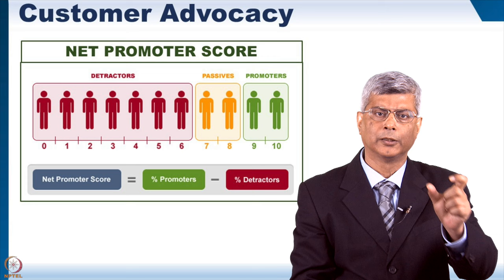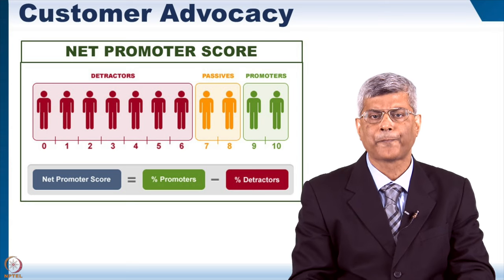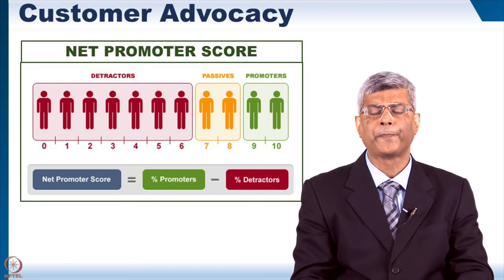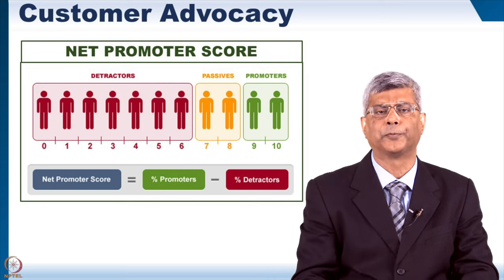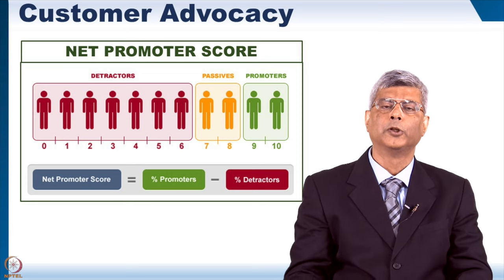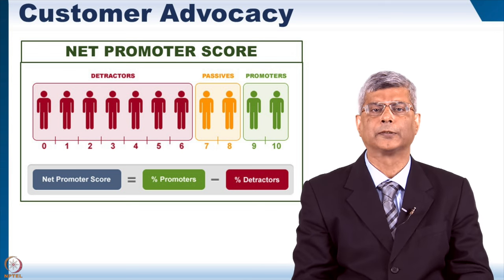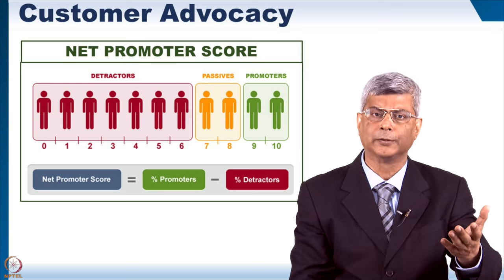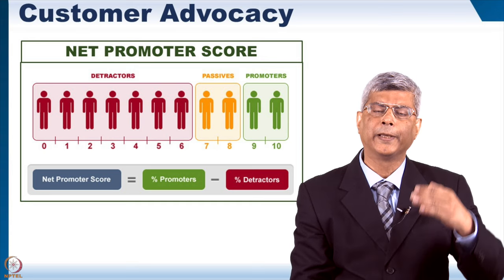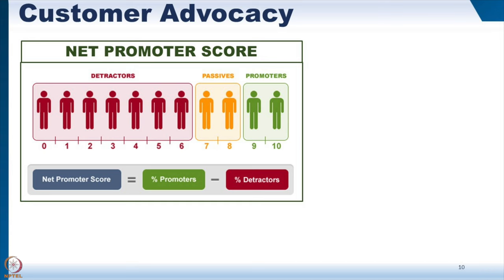And then your percentage of promoters minus detractors, which means percent of people who are talking well of you, 9 or 10, and anybody who's rating 0 to 6 will probably speak badly of you. They'll troll you, they will rate you poorly. And if you subtract promoters minus detractors, you get a net promoter score. And if you think about it, if you've got a lot of promoters, your score can go 60%, 70%, 80%. But if you've got terrible service, and everybody's talking badly about you, a bank branch, call center, you may get to minus 20%, minus 40%, minus 60%, and nobody will come to you. And that's a very easy way of managing customer advocacy.